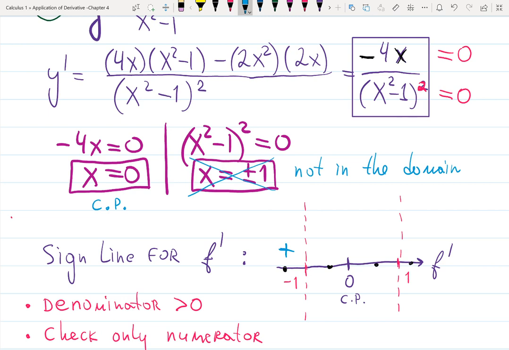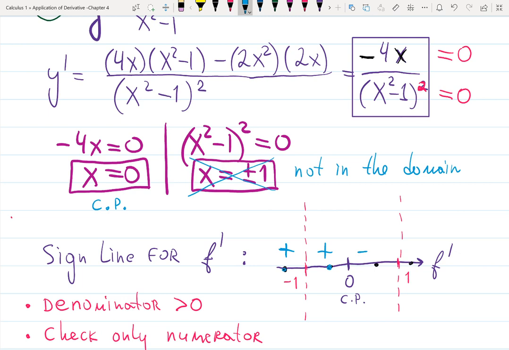Let's speed up a little bit. What happens if I plug 1 into the first derivative? Oh, I cannot plug 1. Sorry about that. I was thinking, why should I plug 1? I need to plug something between -1 and 0. For example, -0.5. -0.5 times -4 is still positive. Now, when I start plugging positive numbers, -4 will make them negative.